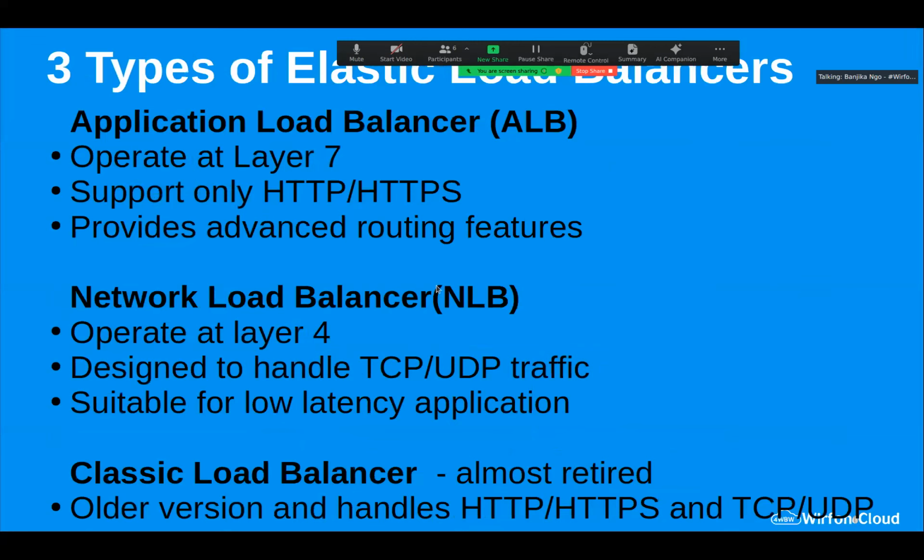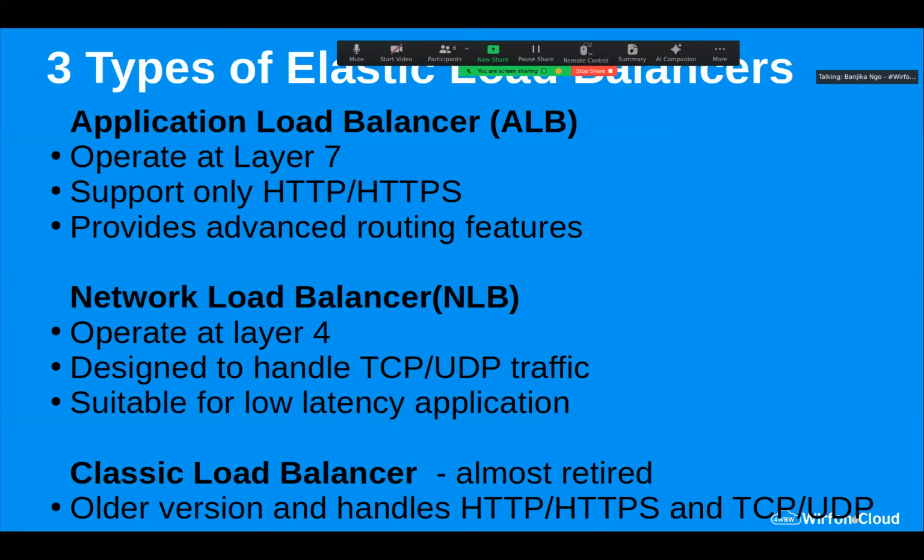To wrap up, there are 3 types of Elastic Load Balancers in AWS. The application load balancer operates at layer 7, supports HTTP and HTTPS traffic, and provides advanced routing features like path-based routing. Network load balancers operate at layer 4. They handle TCP and UDP traffic, and they are suitable for low latency applications.